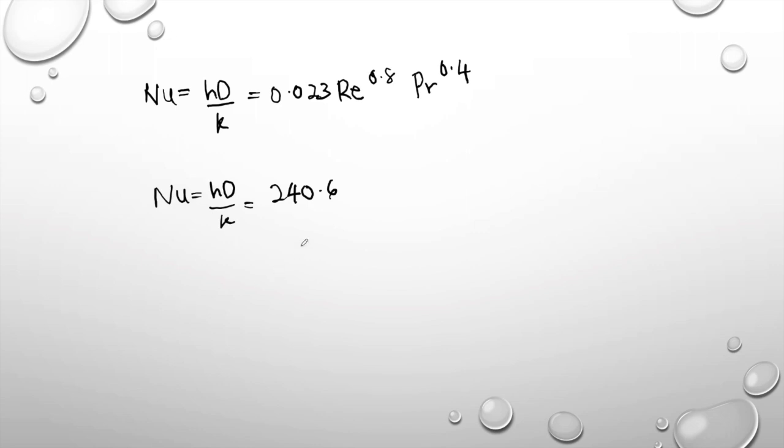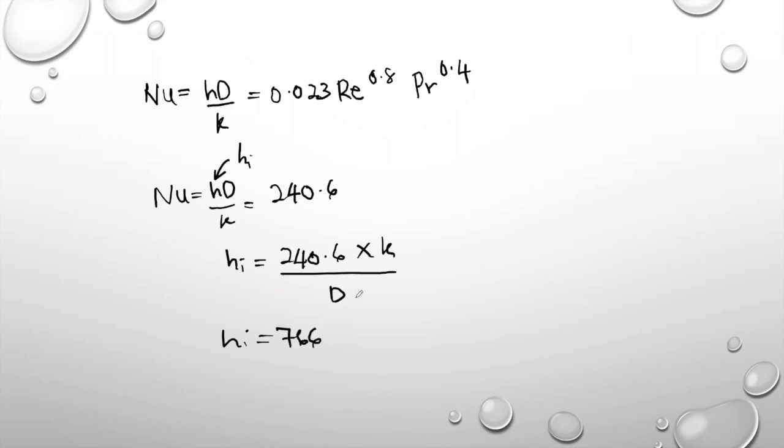You will get the value of Nusselt number equivalent to 240.6. Now what you have to do is calculate the heat transfer coefficient. This is our objective for the first h. Here it is h_i, so I change it into h_i equals 240.6 times k divided by diameter. Substituting all the values, you will get h_i equivalent to 7663 watt per meter squared Kelvin. That is your first h_i.